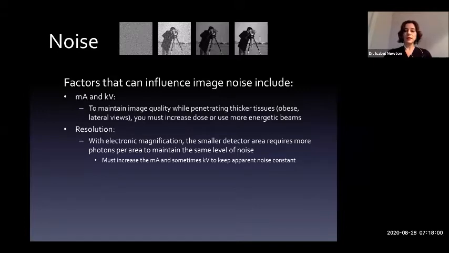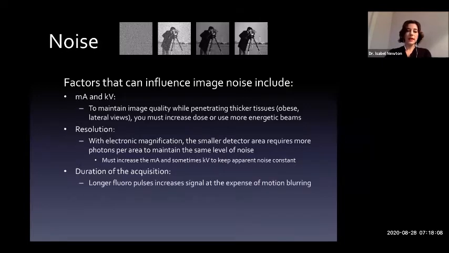The duration of acquisition is something we think about in interventional radiology quite a bit because we do fluoro runs. So longer fluoro pulses can increase your signal, but inevitably this is when the patient decides to cough or shake their leg or otherwise try to escape the table, and that causes motion blurring.